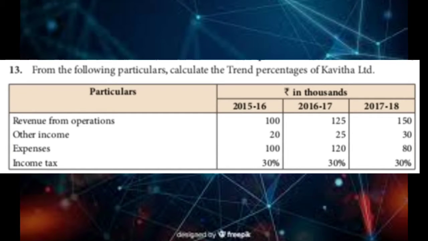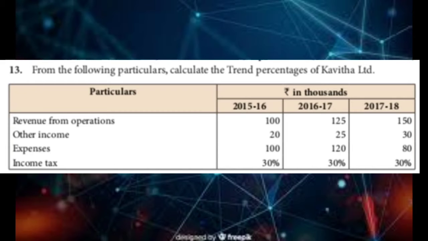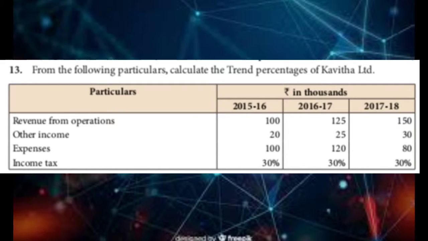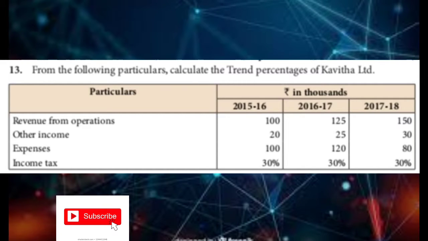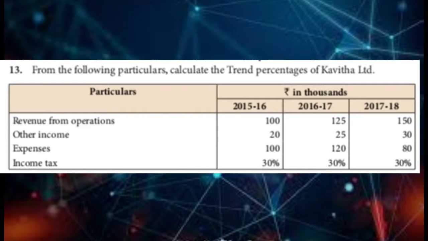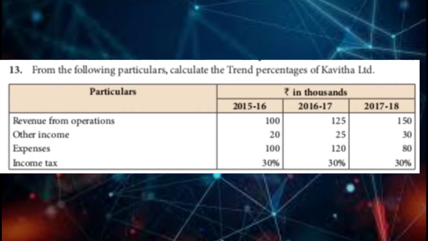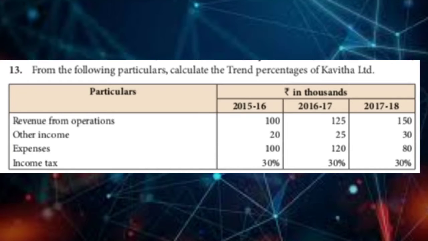The 13th problem: from the following particulars, calculate the trend percentage of Kavita Limited. The particulars given are for the 3 years 2015-16, 2016-17 and 2017-18. Revenue from operations 100, 125, 150. Other incomes are 20, 25 and 30. Expenses are 100, 120 and 80. Income tax for all the 3 years is 30%.